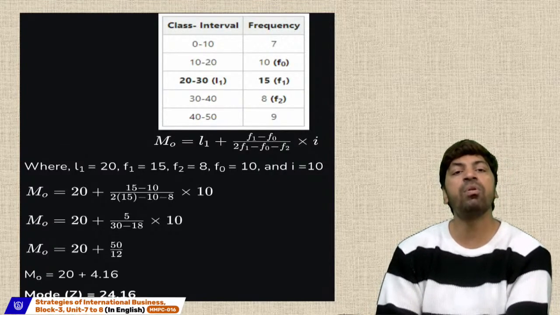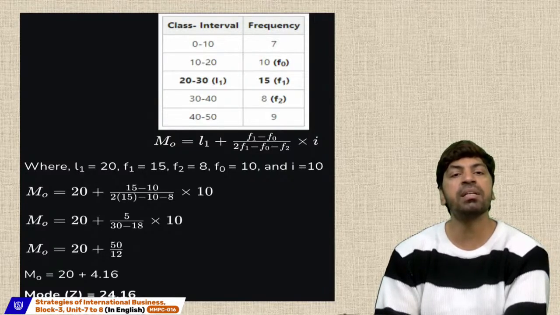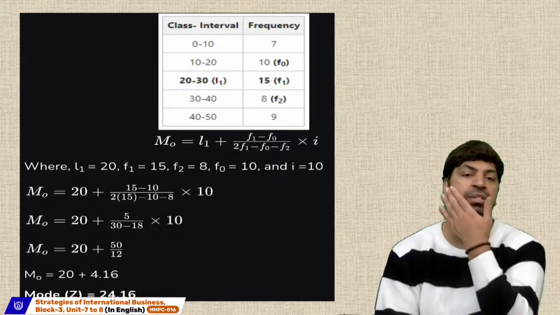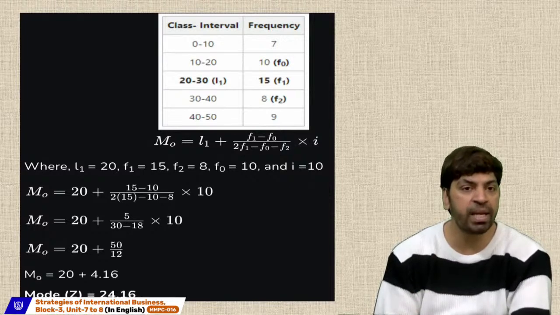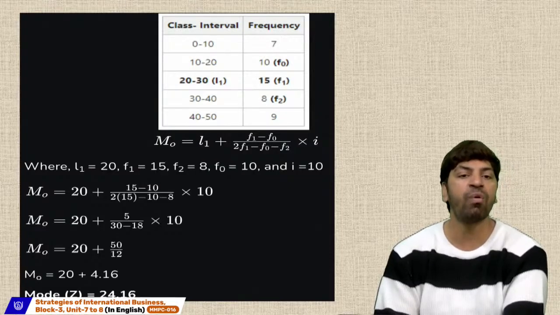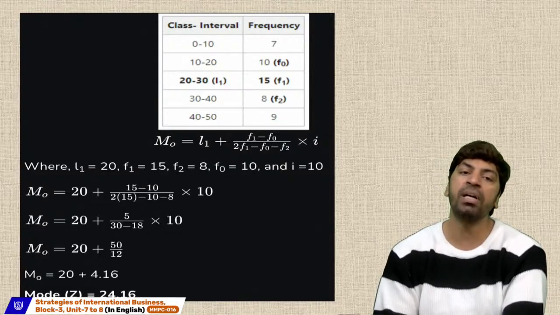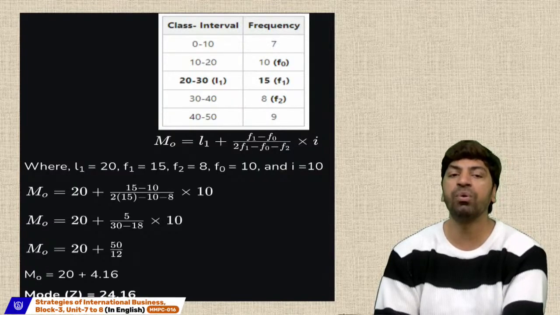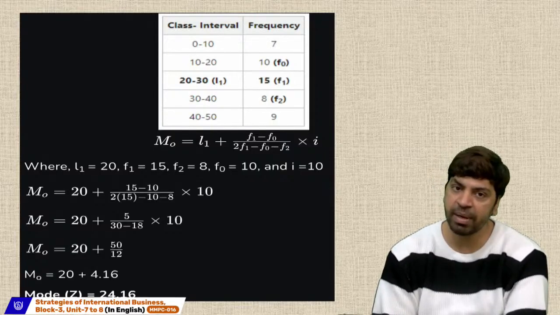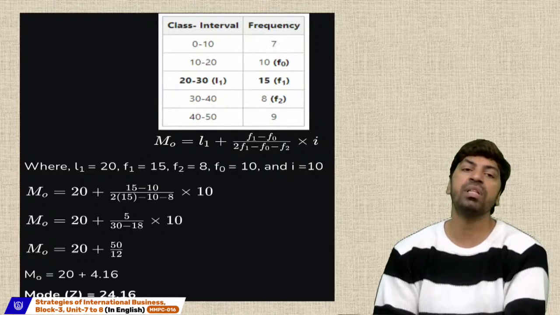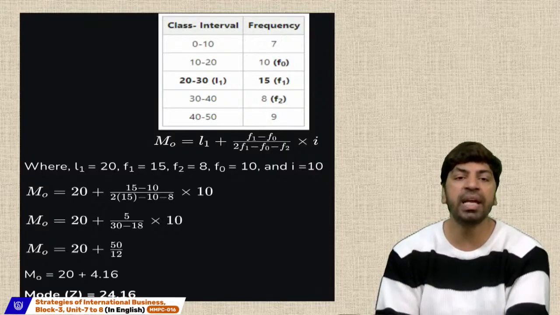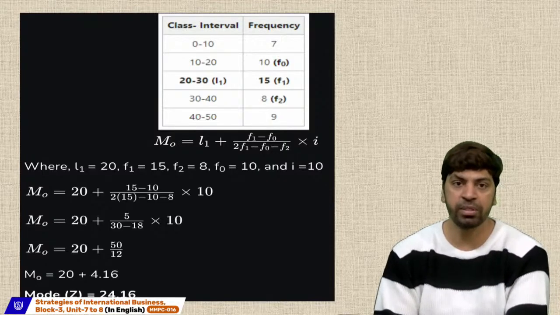So mode is equal to 20 plus 50 by 12, because 5 into 10 is 50 and 30 minus 18 is 12. Once we divide 50 by 12, we get 4.16. So 20 plus 4.16, we can easily calculate the mode, that is 24.16. The mode has been estimated using this formula, that is 24.16. So this is a way to calculate the value of mode.